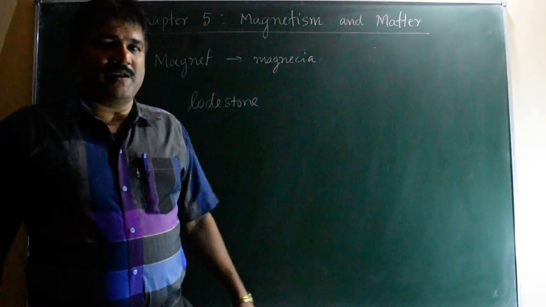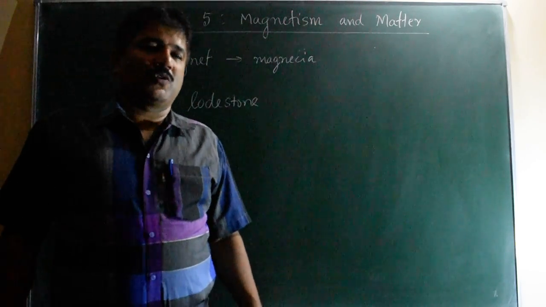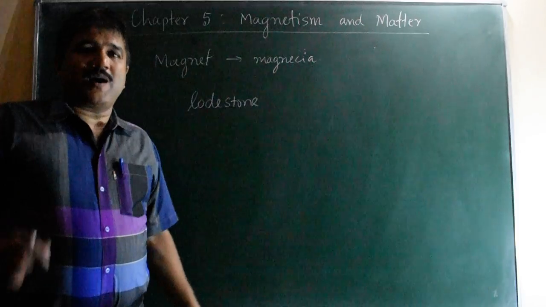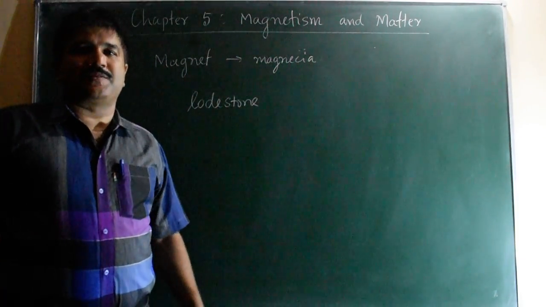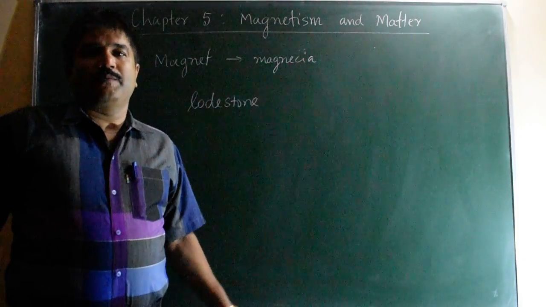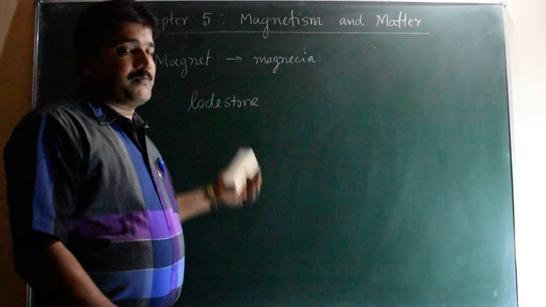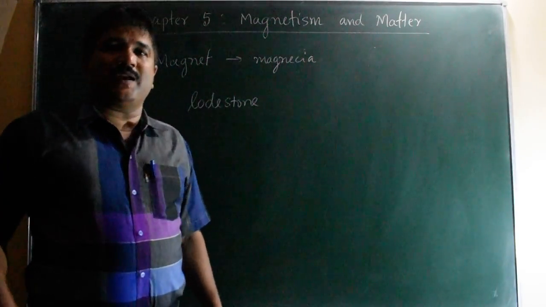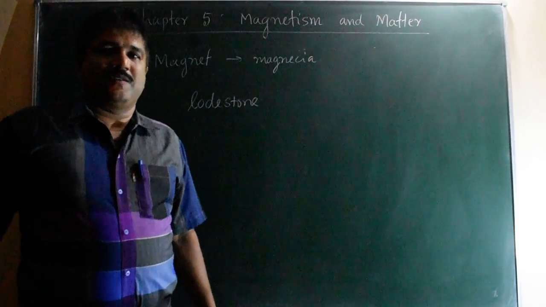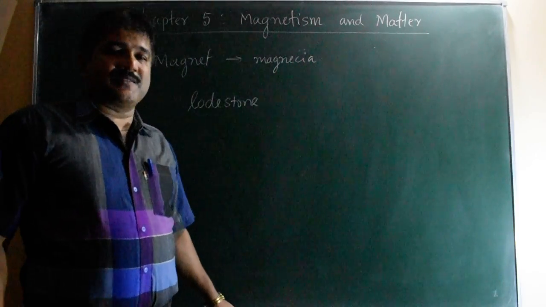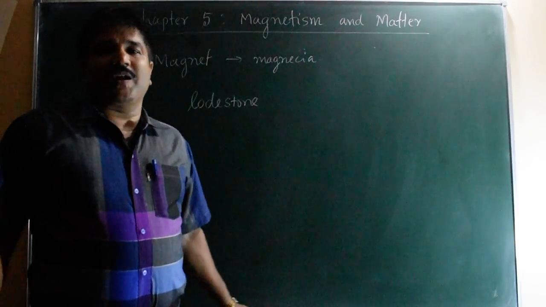So some basic ideas we will learn in this chapter about magnetism, that is, the bar magnet and the magnetic field due to a bar magnet. So basic ideas and some properties of magnetic field lines, unlike electric field lines. Some properties are matching, some properties are opposite in the case of magnetic field lines.